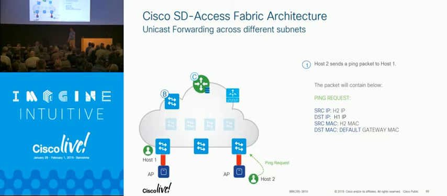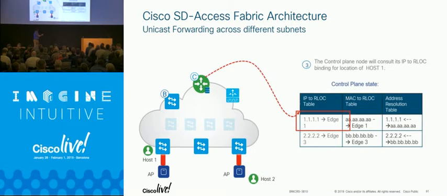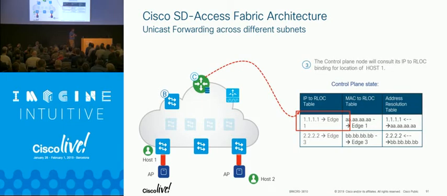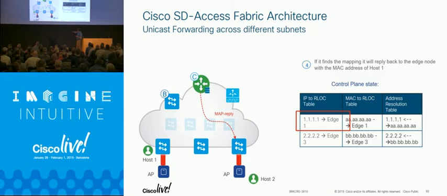So once I get the ping request, since the packet is destined to me, because I'm the default gateway and I own the MAC, I'm going to now query the control plane node. Hey, Mr. Control plane node, where is host 1 located? That control plane node is going to look at its IP to RLOC table and reply back with this information, saying that this particular destination is located behind edge 1.